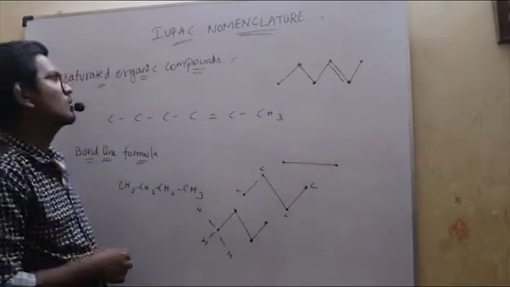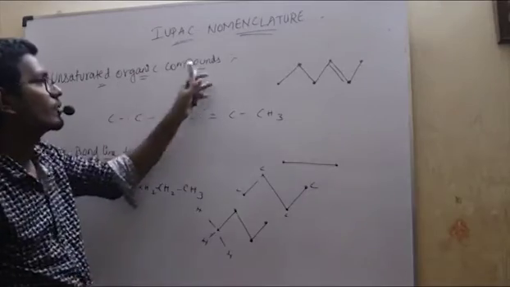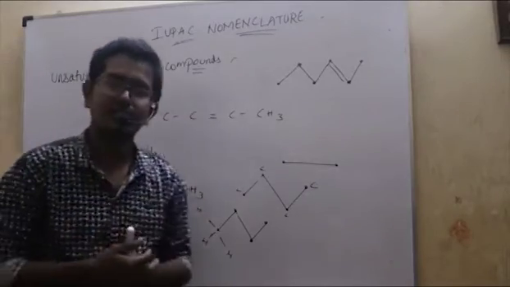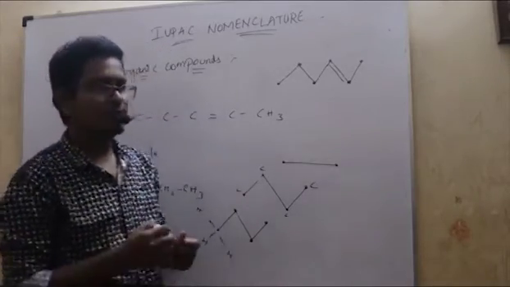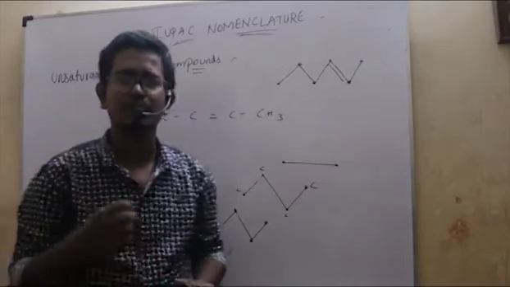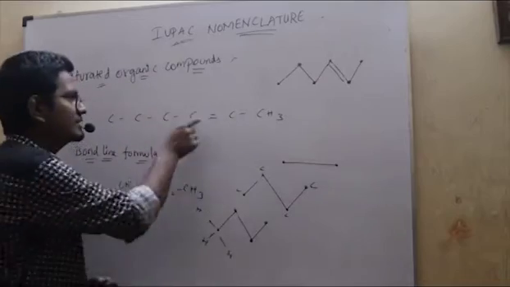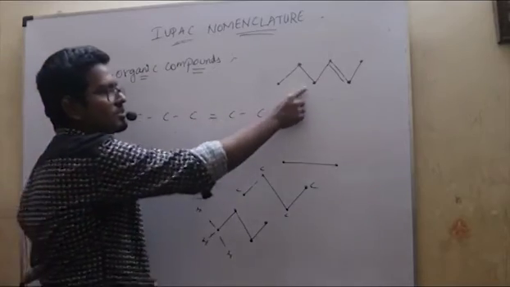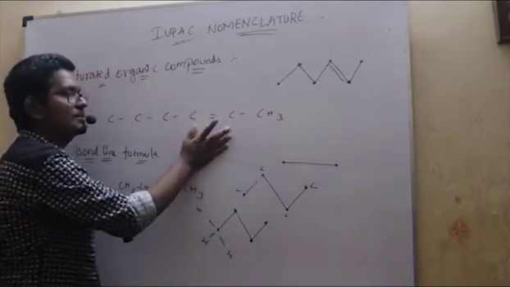So we are studying unsaturated organic compounds, and how to name them. In unsaturated organic compounds, we will see double bonds and triple bonds. In this compound, I can see the double bond. This compound and this compound are the same. In this compound, I am seeing the double bond.